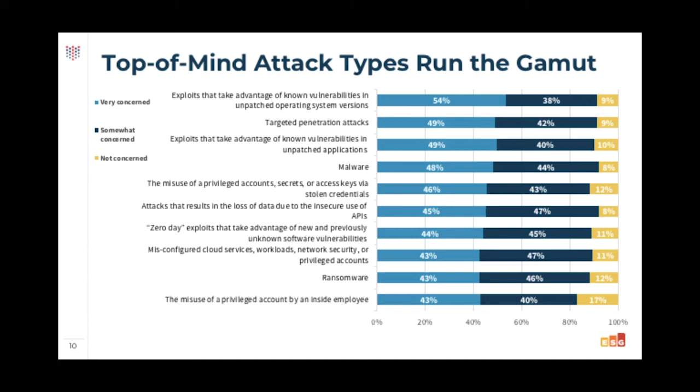But we also are seeing some new types of attack types that are of concern with respect to things like misconfigured cloud services, workloads, network security, or privileged accounts. So that's the visibility gap that a lot of organizations tell us that they have when more of their infrastructure goes to the cloud. Some concern around the insecure use of APIs. So that's where we see serverless coming up as well. So we have some old attack types that continue to be top of mind, but also some new ones that are born out of what's different about the cloud.